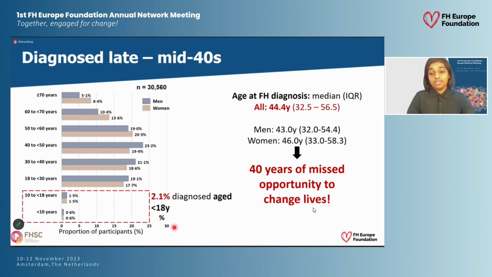So scientific evidence and policy guidelines state the importance and benefit of early identification. But if we are diagnosing FH in adulthood, then we have 40 years of missed opportunity to have initiated treatment in these individuals early in life and reduce their risk of premature atherosclerotic cardiovascular events.